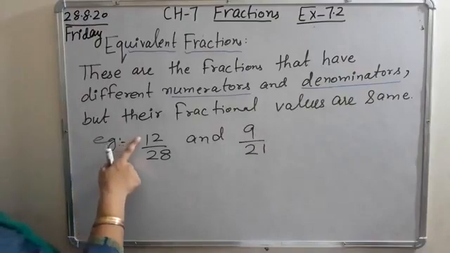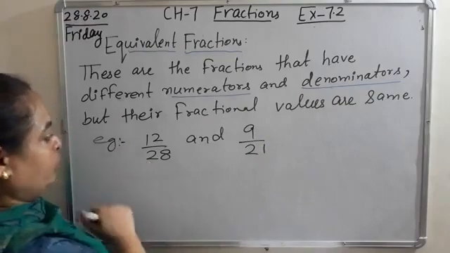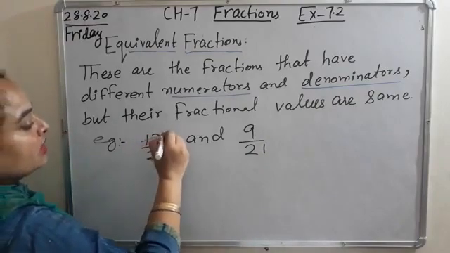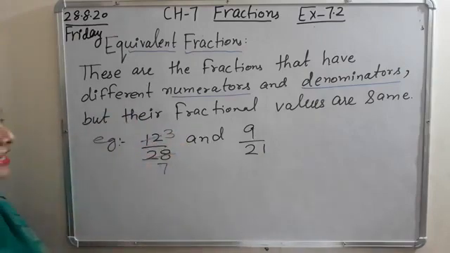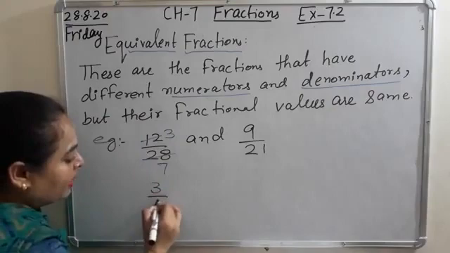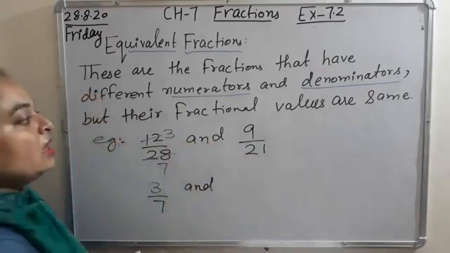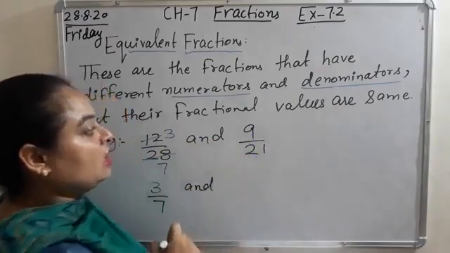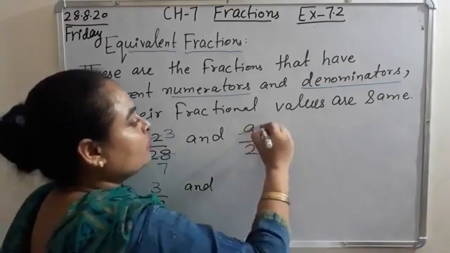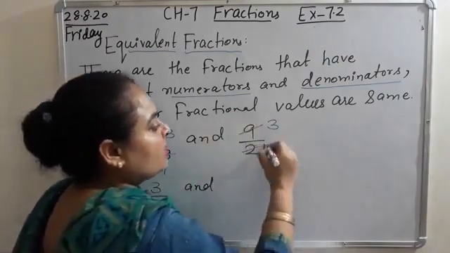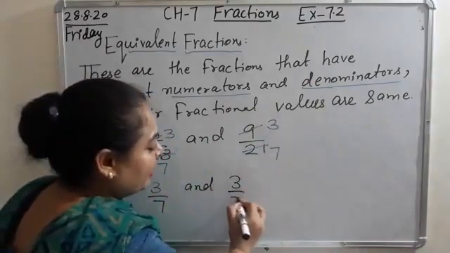So 12 by 28, cancellation in the table of 4. 4 3s are 12, 4 7s are 28. After cancellation it will give you 3 by 7. Now come to the right hand side, 9 by 21. Cancellation in the table of 3. 3 3s are 9, 3 7s are 21. So 3 by 7.